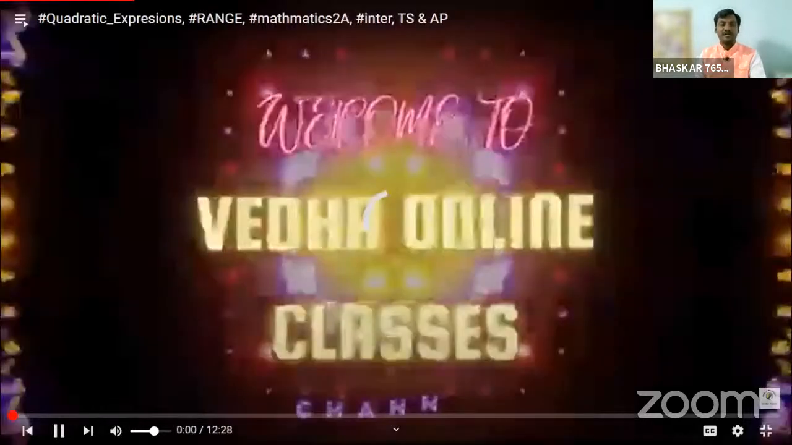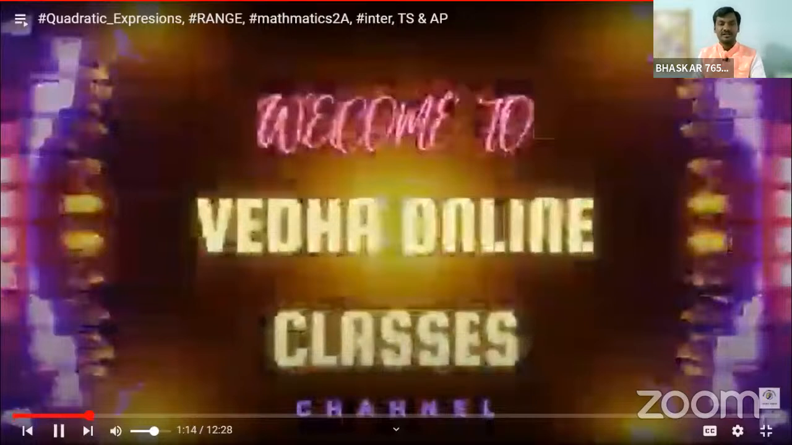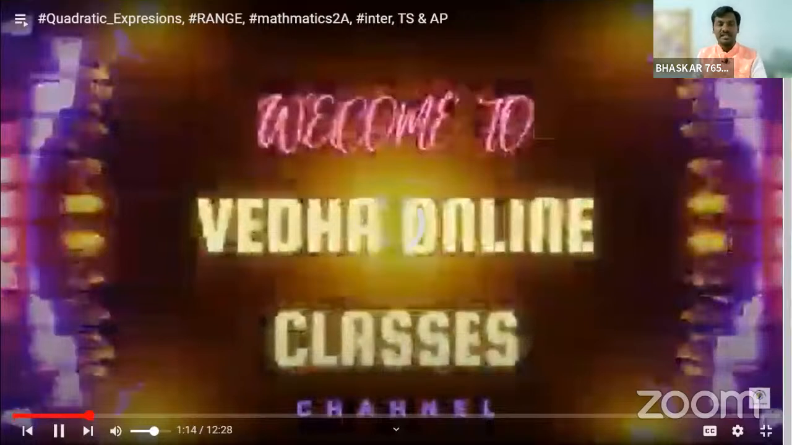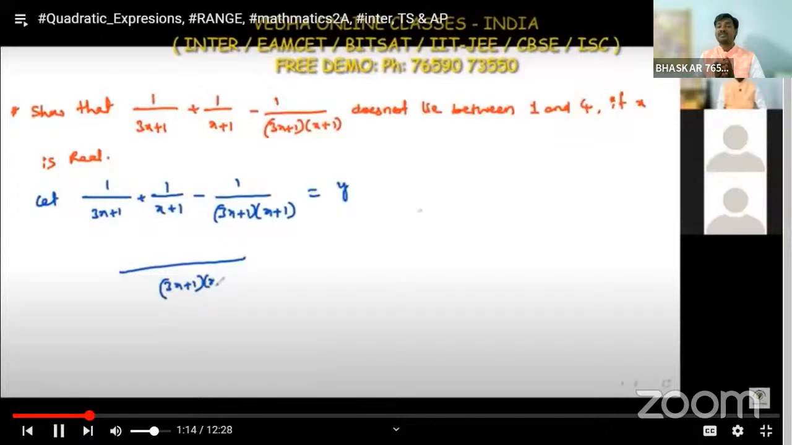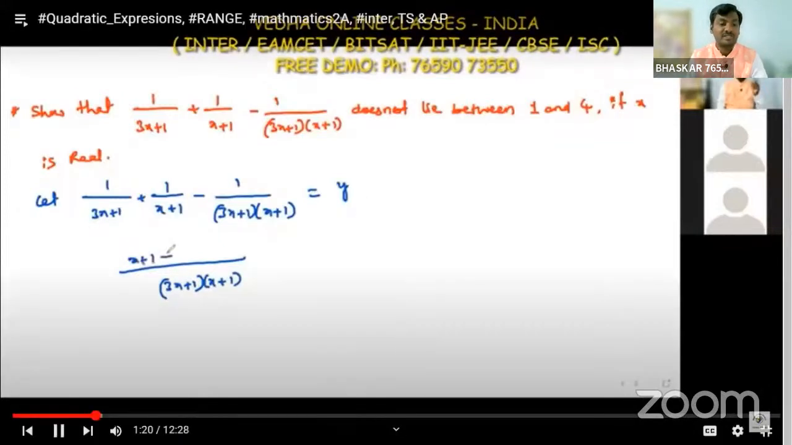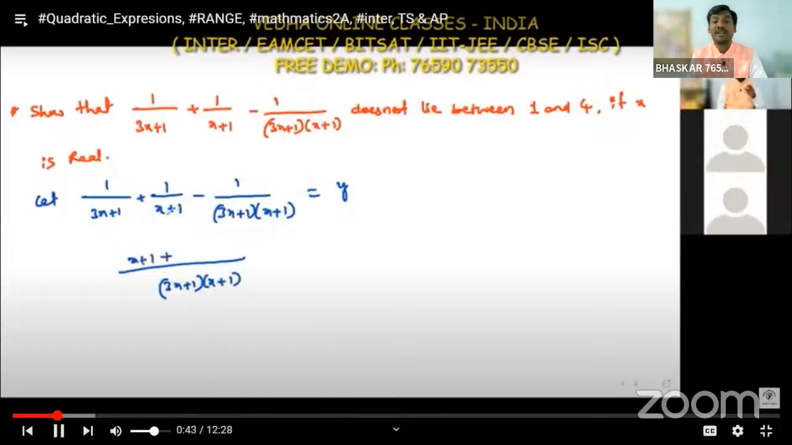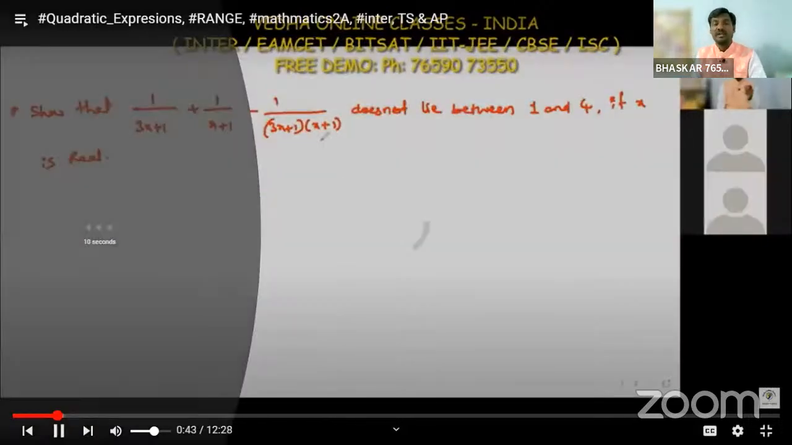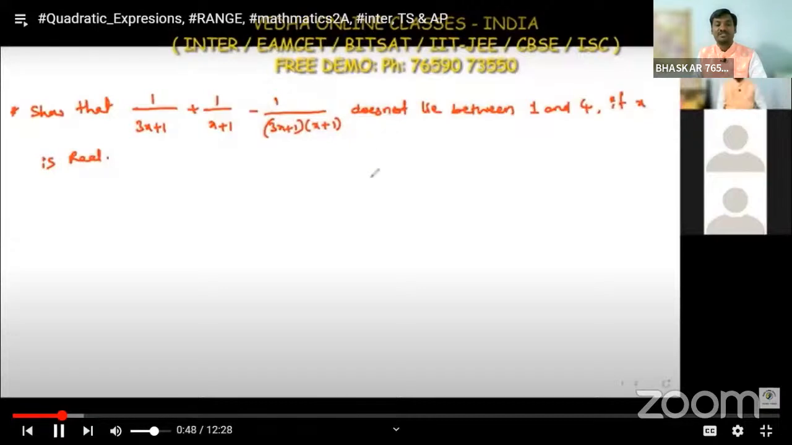This question is from quadratic expressions, and this is a compulsory question from the range concept. Here we have 3x plus 1, multiplied with x plus 1. We compulsorily get a question from the range concept: 3x plus 1 into x plus 1 does not lie between 1 and 4. So, range concept.